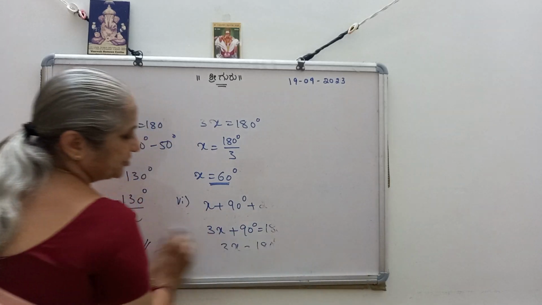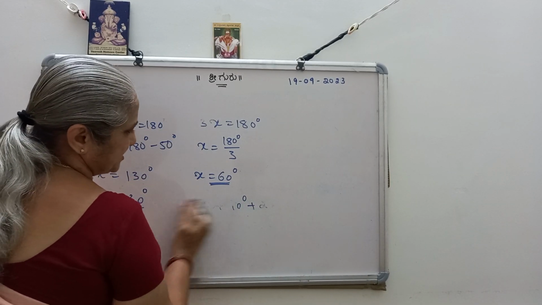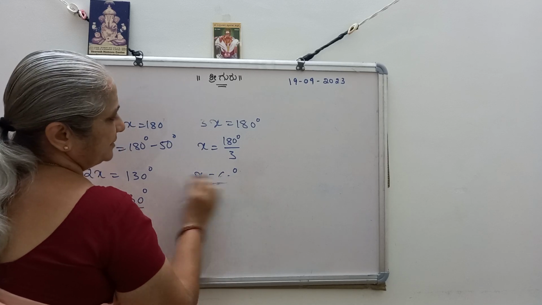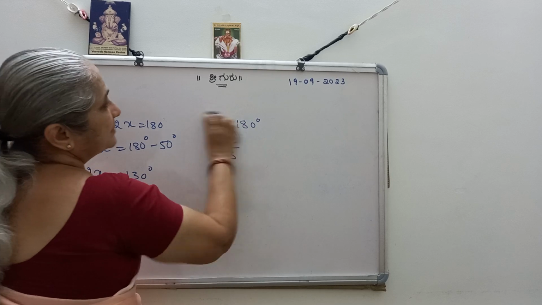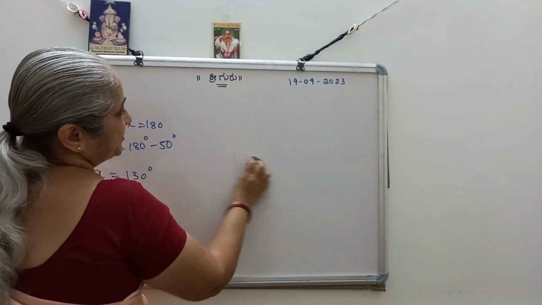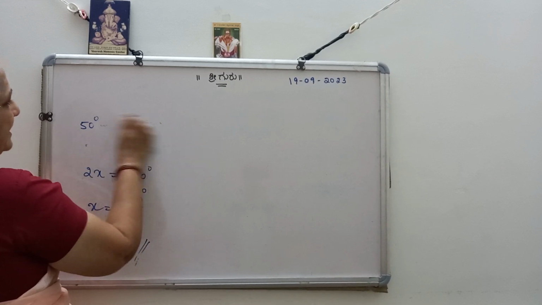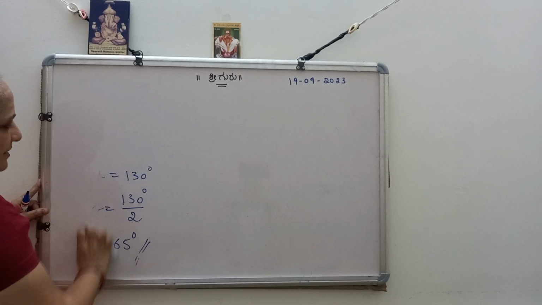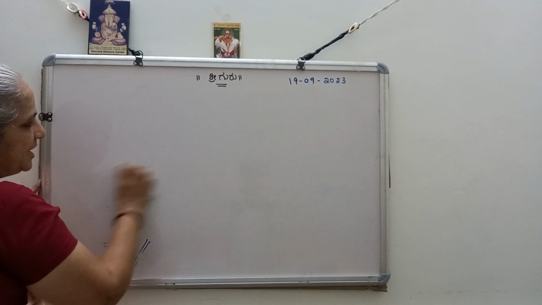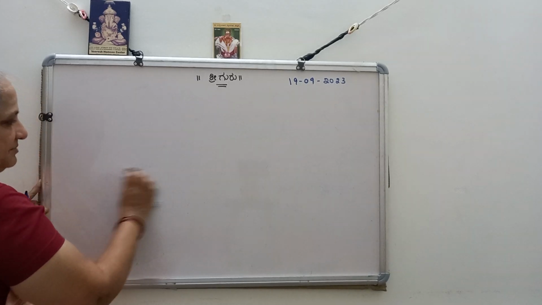That's why I ask you to prepare charts and keep them on your study table so that frequently when you look at them, you will get to know the properties of intersecting lines, of triangle, of angles, types of angles, types of triangles and all that.